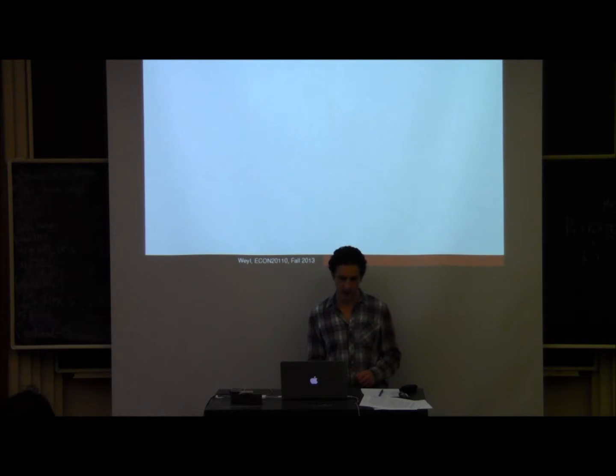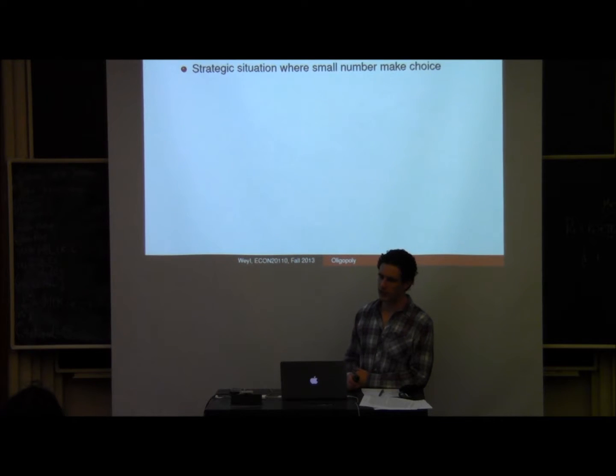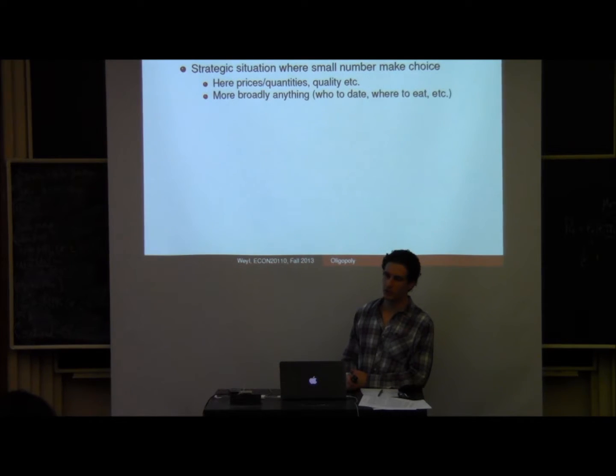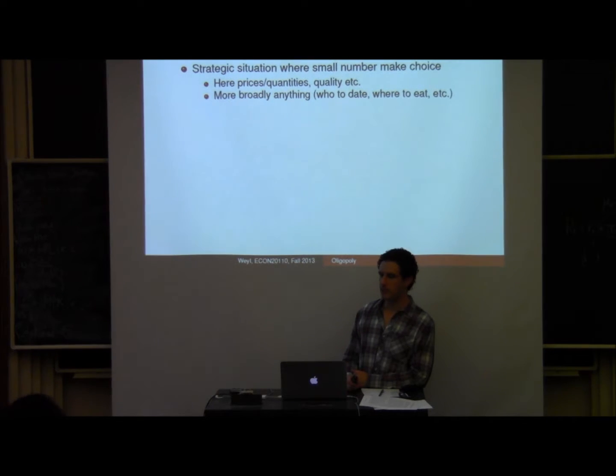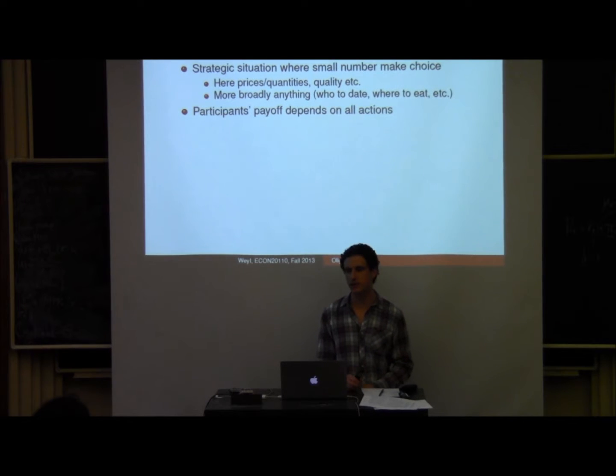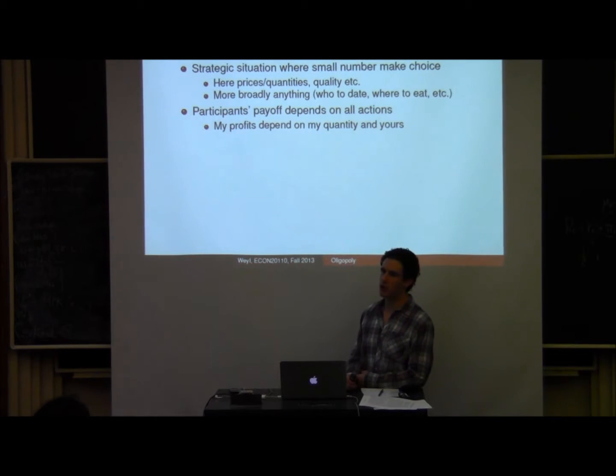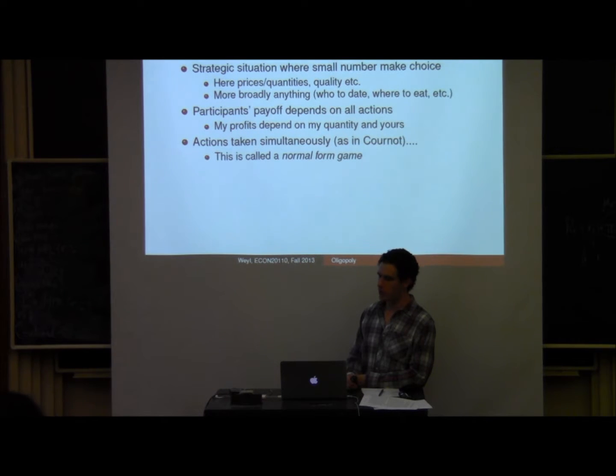So what we've been studying so far is usually called a game. This is a strategic situation where a small number of people make a choice. Here either prices or quantities or quality or something like that. But more broadly, it can be anything. It could be who to date, where to eat, etc. And the participants' payoffs depend on all players' actions. My profit depends on your quantity. And the players take their actions simultaneously, as in Cournot. That is called a normal form game.